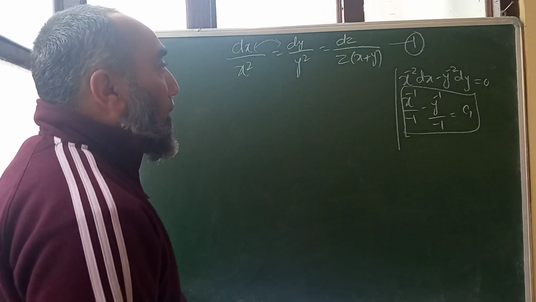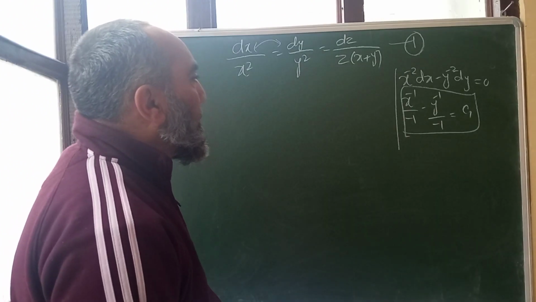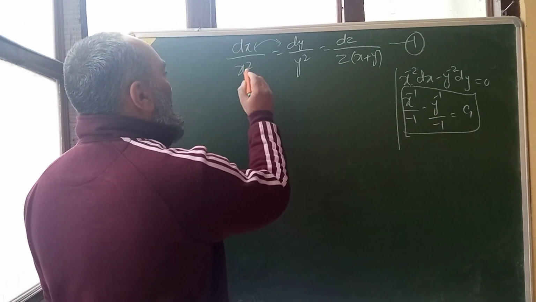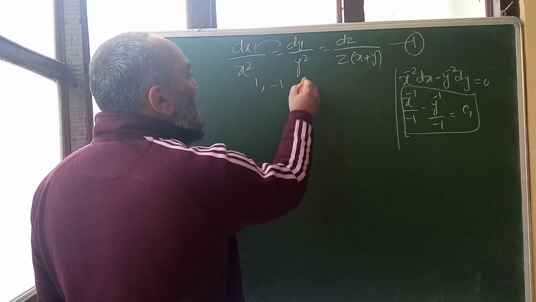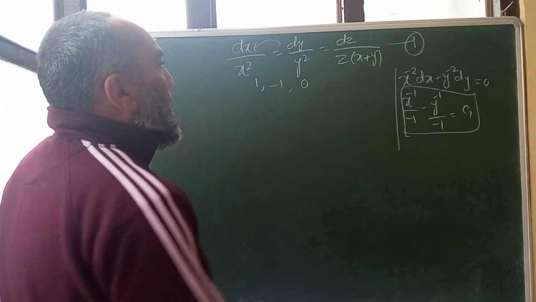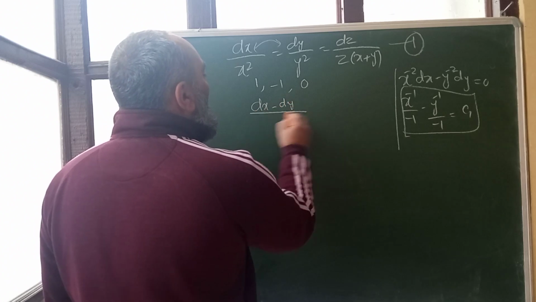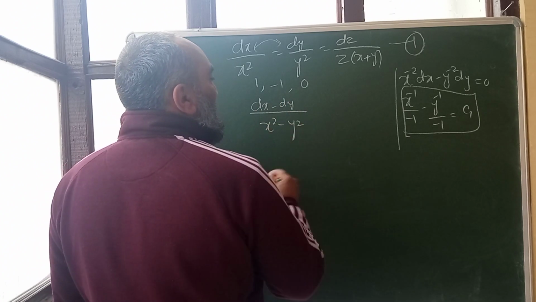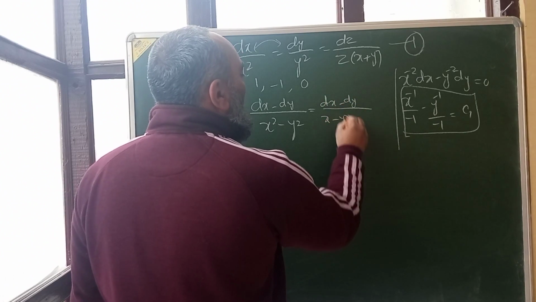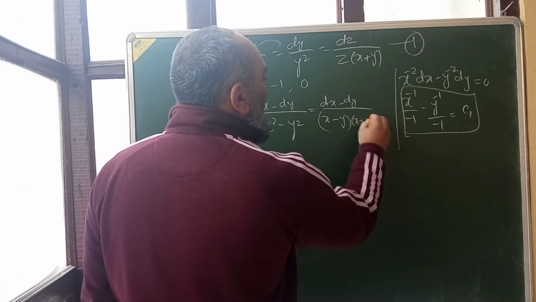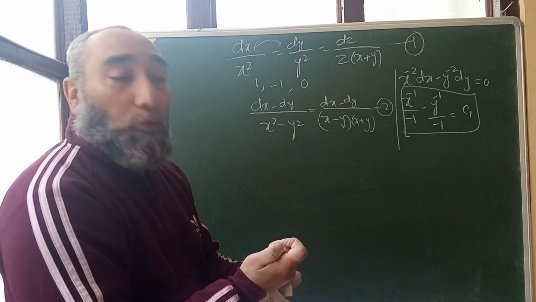Right? What about another solution? You cannot use this solution now. You cannot use that solution. So what should be the solution? Now let me see. You have x square and this is y square. Let me use 1, minus 1 and 0 as multipliers. Then each fraction 1 is equal to dx minus dy upon x square minus y square. Or this is dx minus dy over x minus y into x plus y. This is 2.